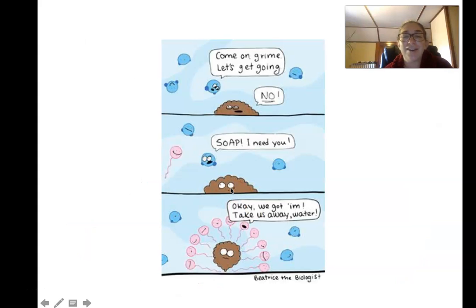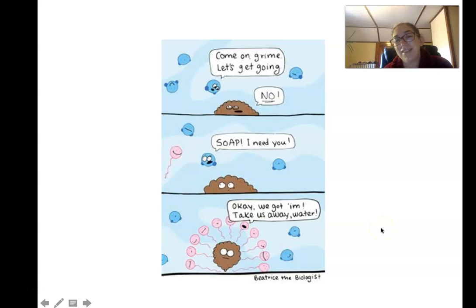And I really like this cartoon kind of showing how soap works. So you've got some nonpolar grease here, and the water molecules are trying to wash it away. They're like, come on, grime, let's get going. And the grime's like, no. And then the water's like, soap, I need you. And so the soap comes along, and all those nonpolar tails stick to the grease, and all of the polar heads follow the water molecules and carry it away.